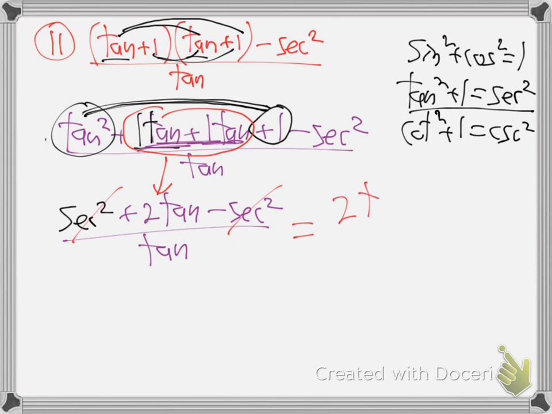So then what do we got? 2 tangent over tangent. We can get rid of that. There it is. That's B.